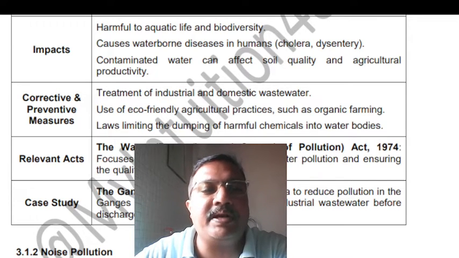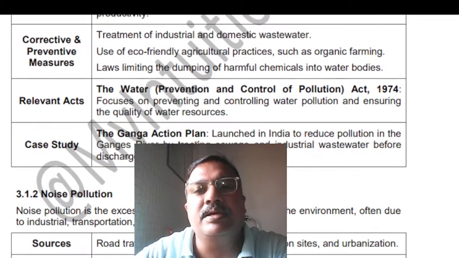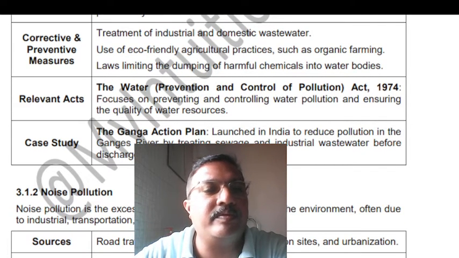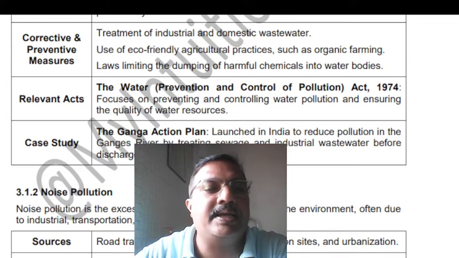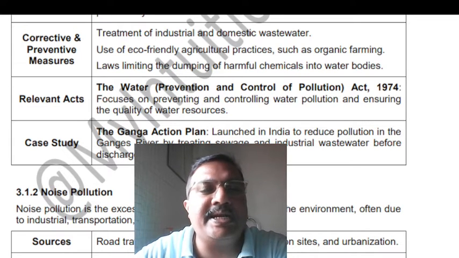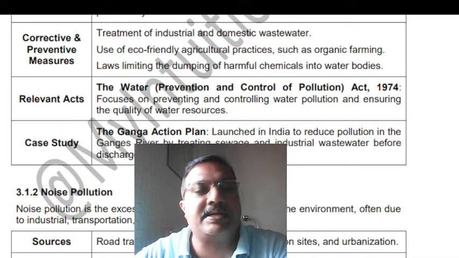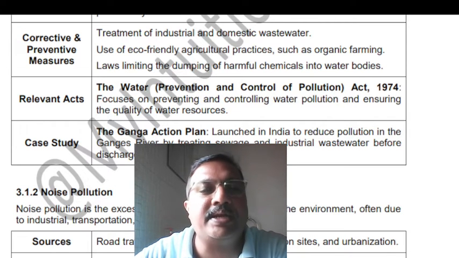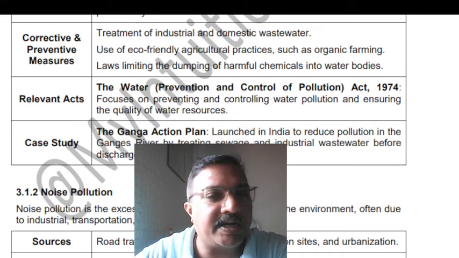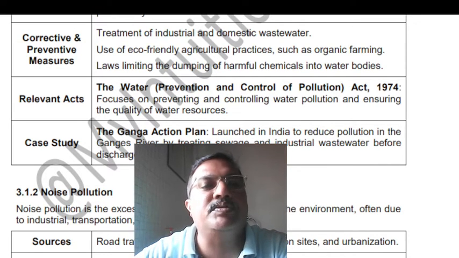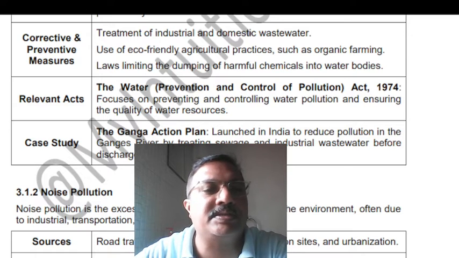The corrective and preventive measures, that is treatment of wastewater. These are all done to reduce or to prevent water pollution. The steps are treatment of wastewater, eco-friendly agricultural practices, and ensuring strict laws. Treatment of wastewater: the industries or factories and the cities should treat the wastewater before releasing it into the rivers. The sewage treatment plants will help to clean the household and industrial waste.